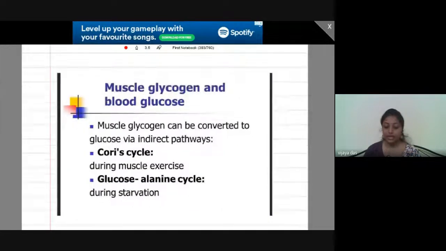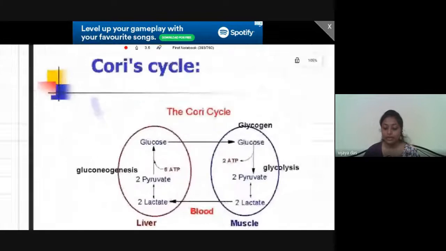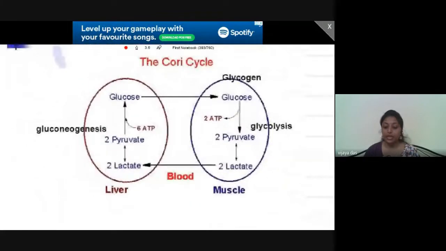Okay. Yes. Now, what happened to the muscle glycogen actually? Like I said, the muscle glycogen will be broken and the blood glucose will be produced. So how does it happen actually? Like you all must have heard about this Cori cycle, right? And it happens during the muscle exercise. So when your muscles do the exercise, see, we must remember one thing.